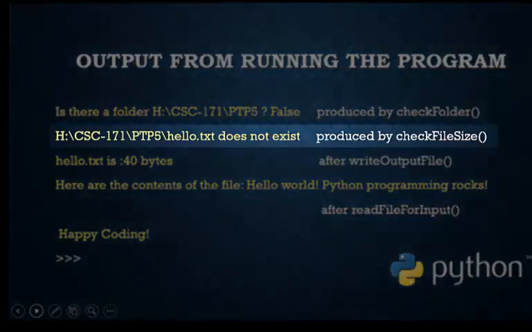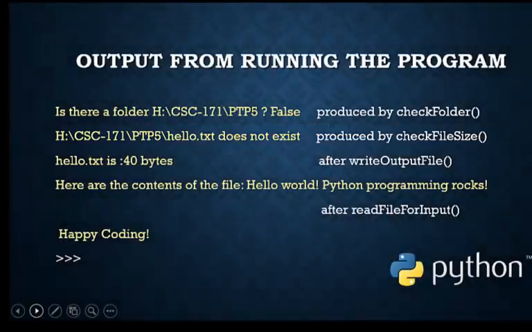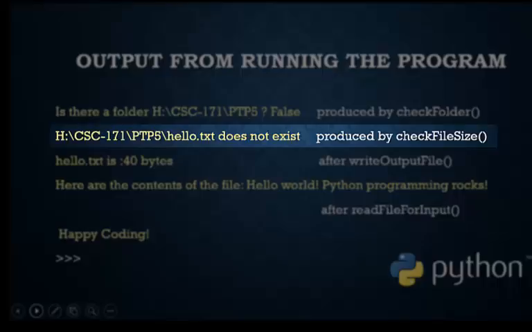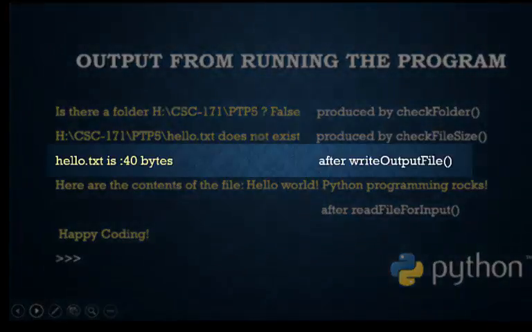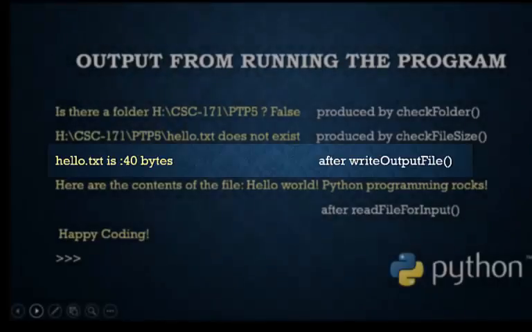The next function call is to check file size, but the hello text file does not yet exist. And so we get the message that hello.txt does not exist. Main then calls write output file. This writes our message into the hello.txt file. And then we call check file size again. The results from the second call to check file size tell us that hello.txt is 40 bytes.